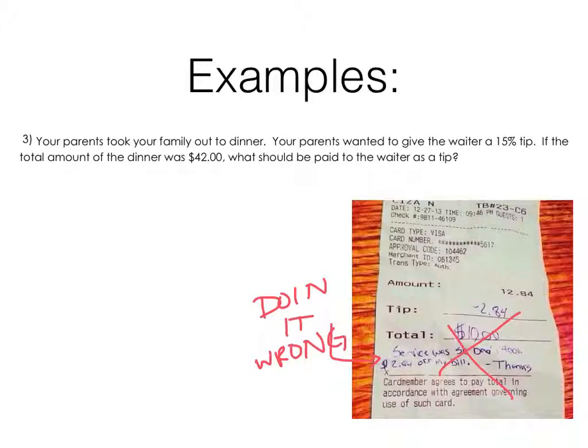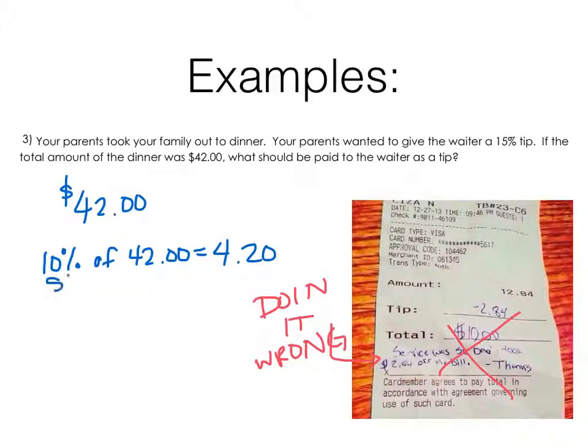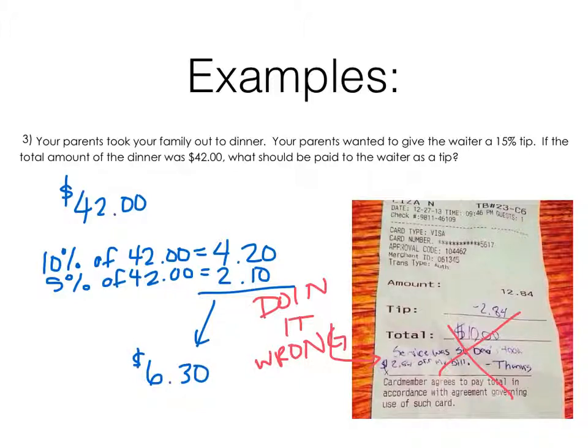All right, we have a $42 bill for dinner, and they want to give a 15% tip. This is another one that's good for our 10% trick. 10% of $42 is $4.20. 5% of $42, well, 5% is half of 10%. So what's half of $4.20? It's $2.10. If I now add those together, I get $6.30, and that is the tip that should be paid to the waiter.